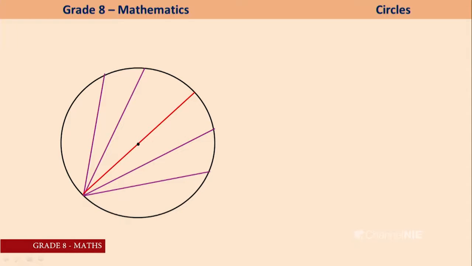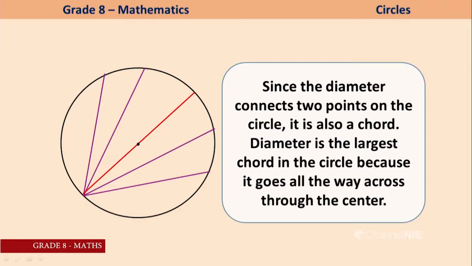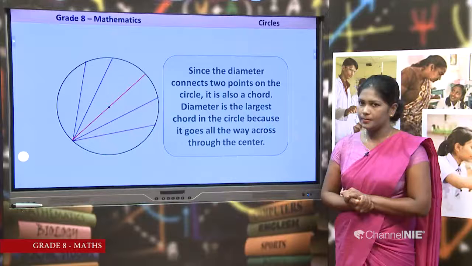So, we can take the diameter also a chord. When we think about the length of this chord, you can take the longest chord. In here, the longest chord is diameter. Since the diameter connects 2 points on the circle, it is also a chord. Diameter is the largest chord in the circle because it goes all the way across through the center.